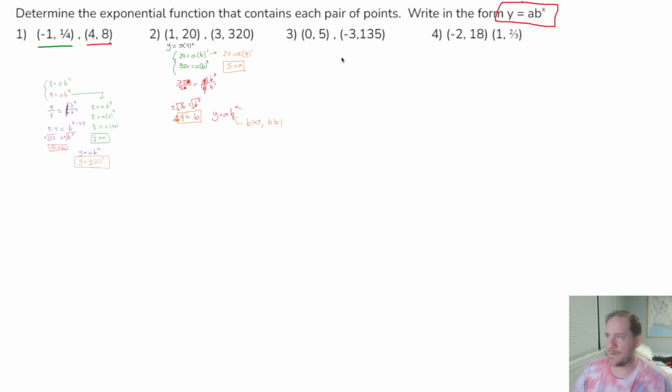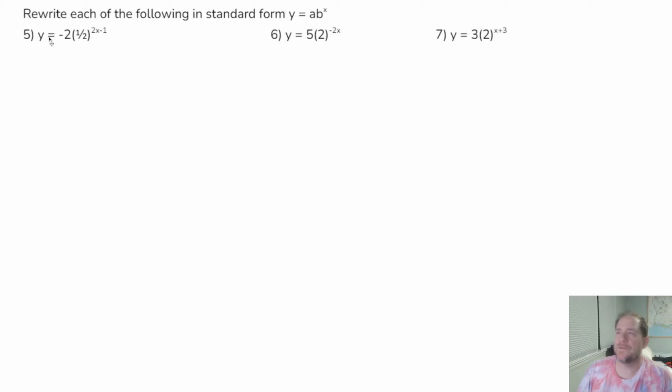In the interest of time, I'm not going to do the next 2. So moving on. This one says, rewrite each of the following in standard form. Standard form is when you express your exponential just with some coefficient times some base to the power of just plain old x. So that means if my exponent here is 2x minus 1, I got to get rid of the minus 1. I got to get rid of the 2. And we said the way to do that was to use our rules of exponents.